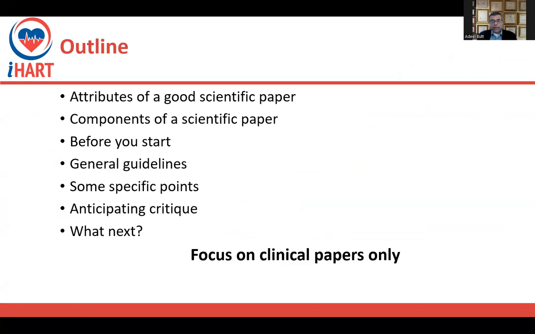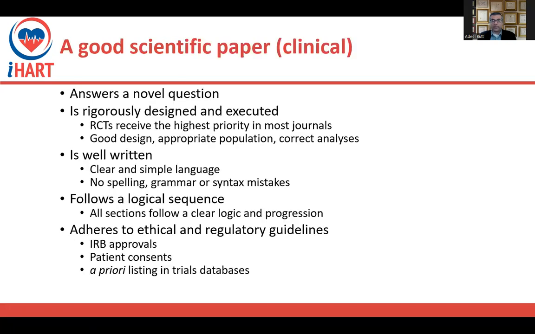I will share with you the attributes of a good scientific paper, the components of a good scientific paper, things to do before you start writing and even before you start the study itself, some general guidelines about manuscript writing, and then followed by some specific points. Once you submit, what can you expect after that and how to respond to that and how to address that. And I must emphasize that the focus today is going to be on clinical papers and not basic science papers, which may have a slightly different format and requirements.